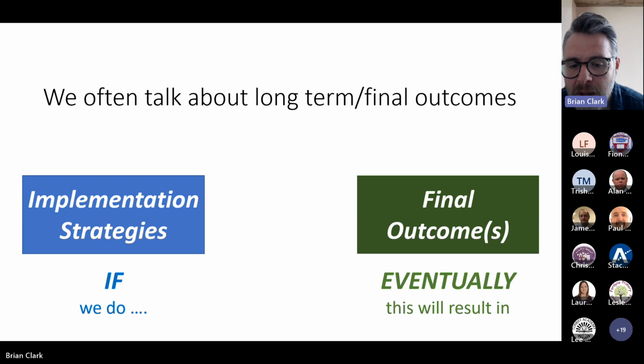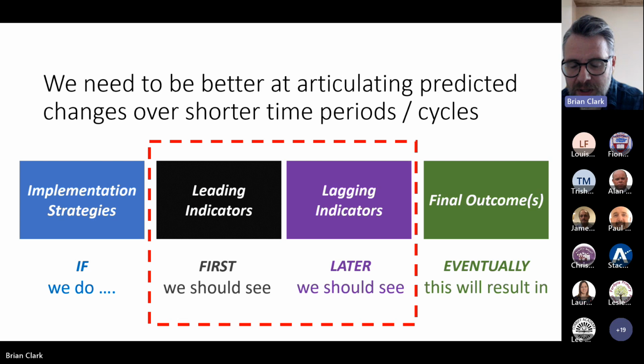So what an impact map lets us do is say, well, okay, in shorter periods of time between our implementation strategy and our final outcome, what can we expect to see in between those? And the term is leading indicators and lagging indicators. And I find this the most interesting, a way to look at impact over time.